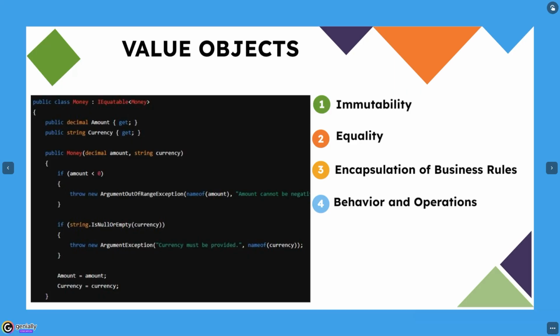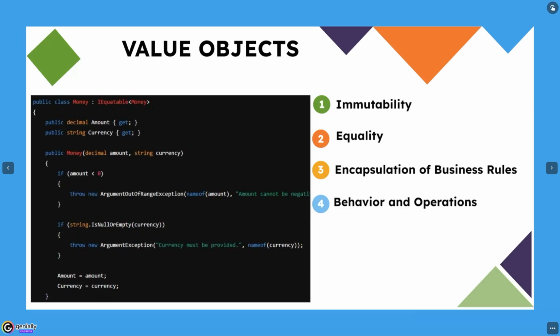The other one is equality. Value objects are compared based on their values, not their identity. Two money objects with the same amount and currency are considered equal, even if they are different instances.